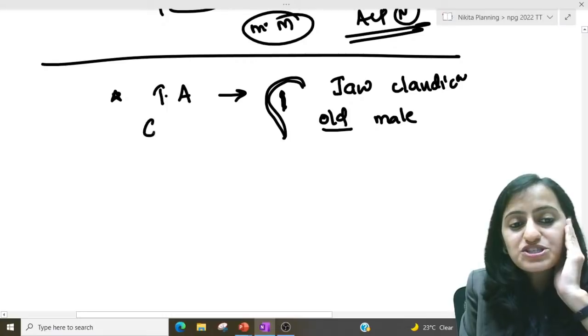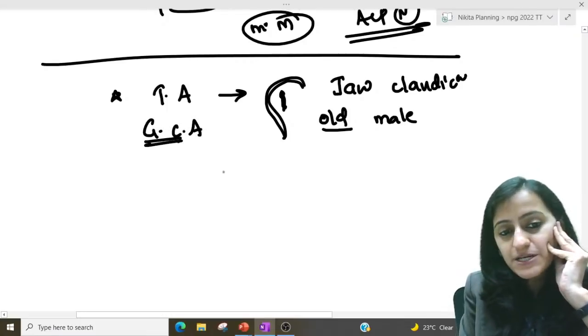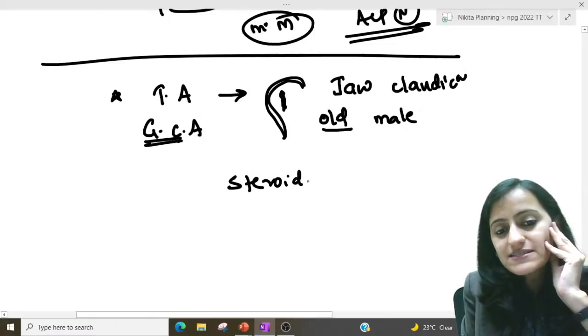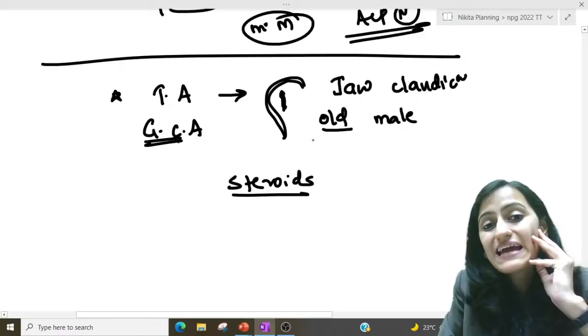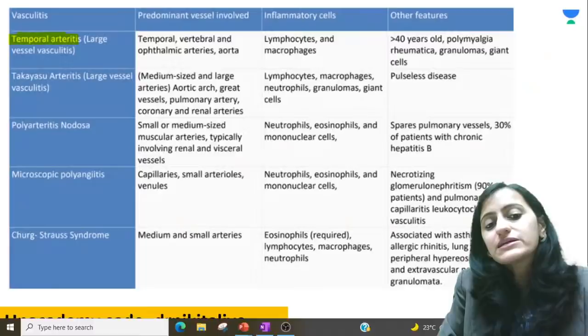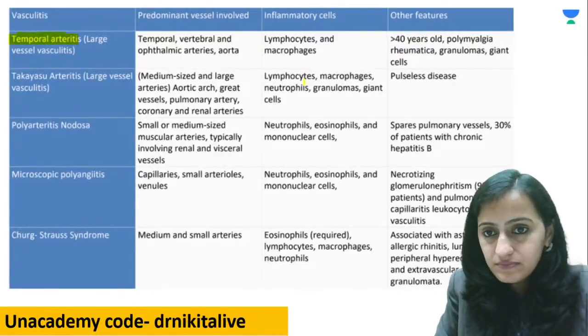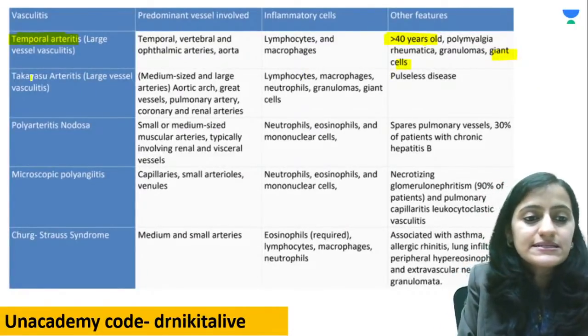It is also called giant cell arteritis. So we see giant cells on biopsy. The treatment to be given is steroids, even before biopsy is done, because it can cause blindness also. Okay, it can cause ischemic optic neuritis. So that is why steroids should be given. In those more than 40 years old, there would be giant cells.